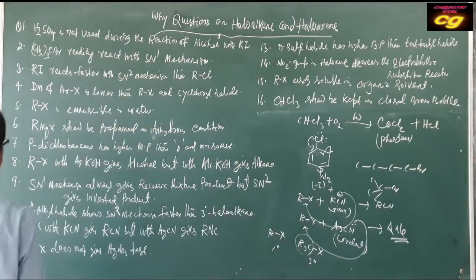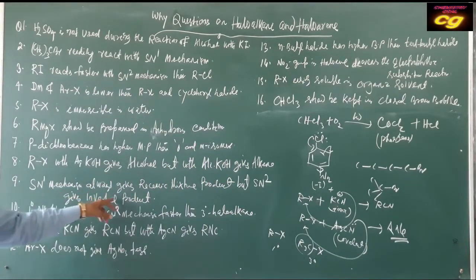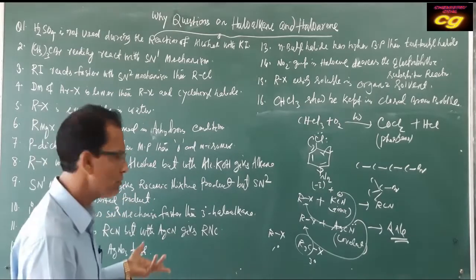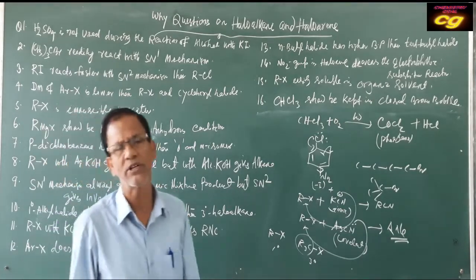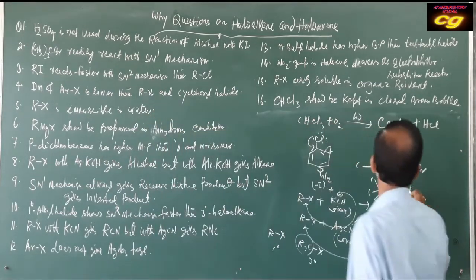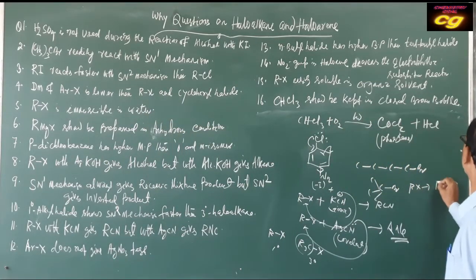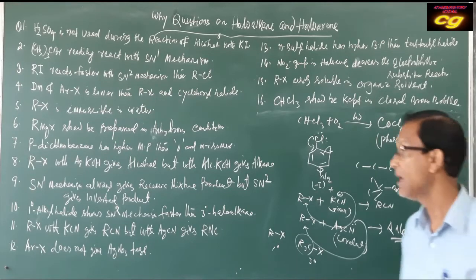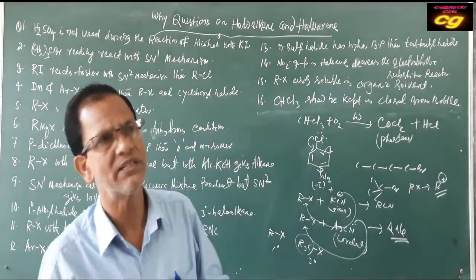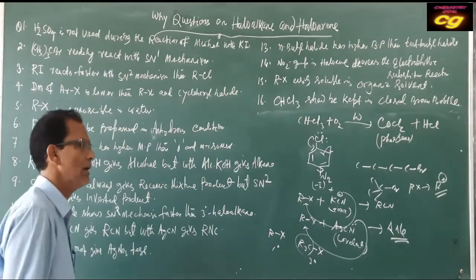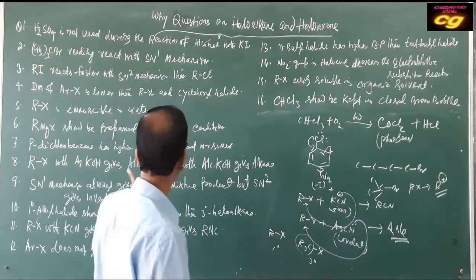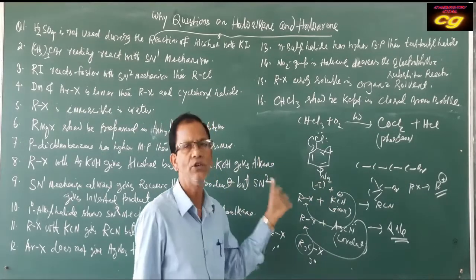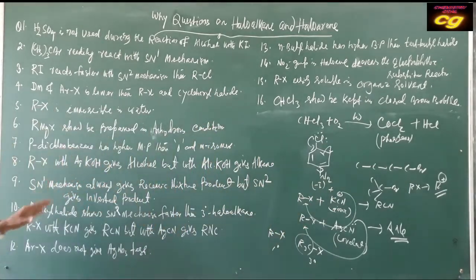This is the answer. Then, the SN1 mechanism always gives a racemic mixture, but SN2 gives an inverted product. Very simple question. In SN1, the first step is carbocation formation. The carbocation has a planar shape, both sides are free, so it produces a racemic mixture, the L form and D form. But in SN2, the nucleophile attacks from the back side of the leaving group, so the result is always the inverted form.